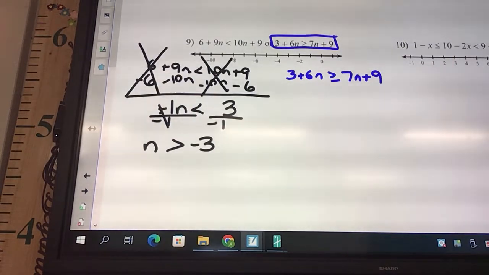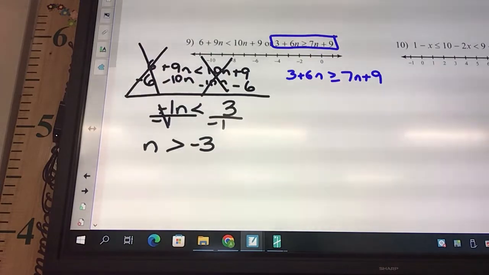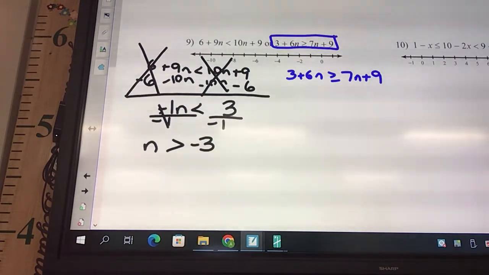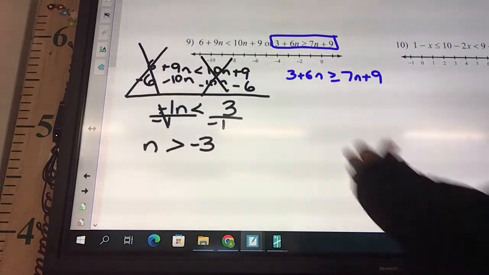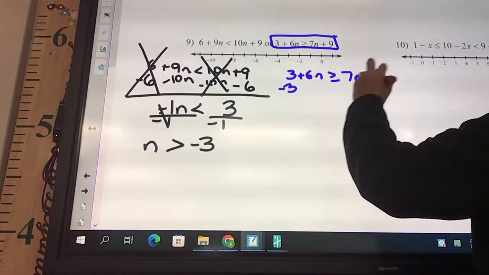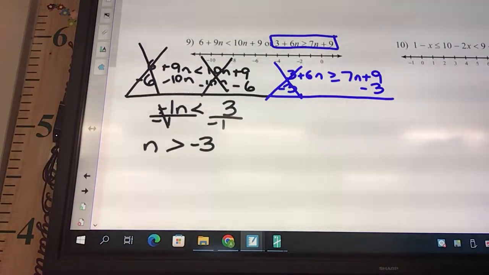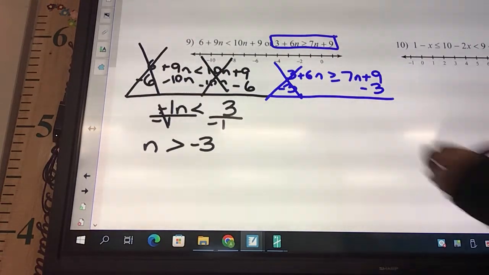Okay, what needs moved? The 3? Yep. Okay, and what did we put that under? Under the 9. Okay, what else needs moved? Minus 7n.